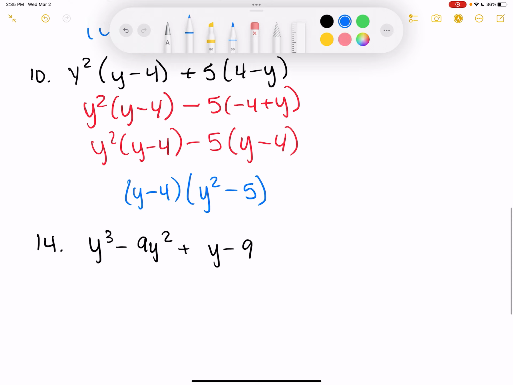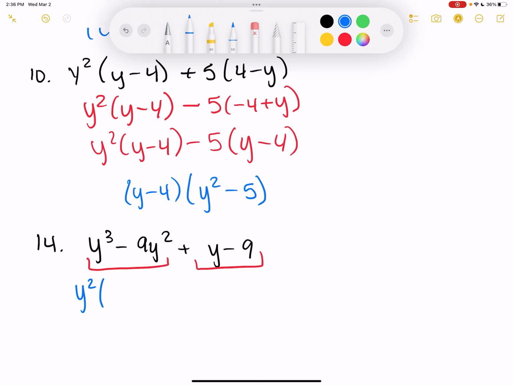Okay, so I'm going to look at these two and these two. What is something that I can take out of this? I want to take out the biggest thing possible. I need to take out something that they both have in common, the biggest amount of that thing. So y squared.